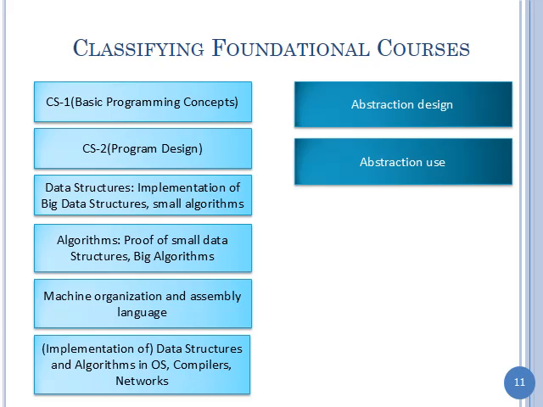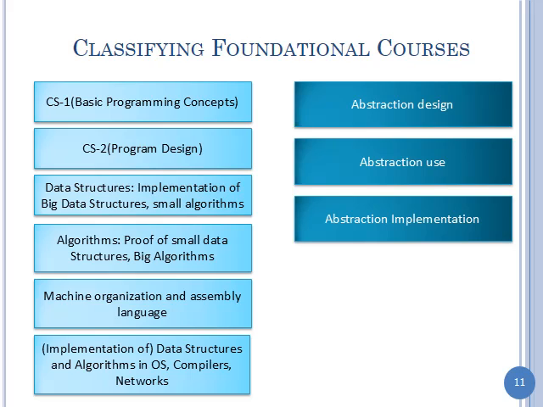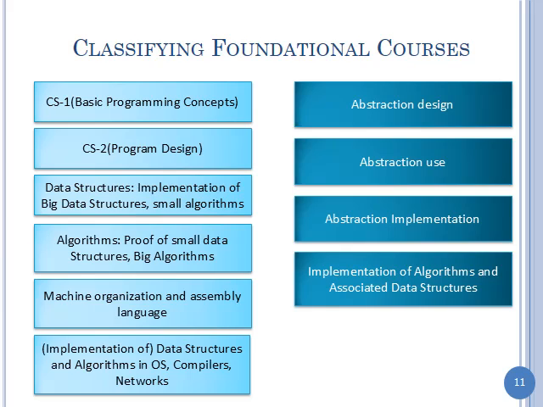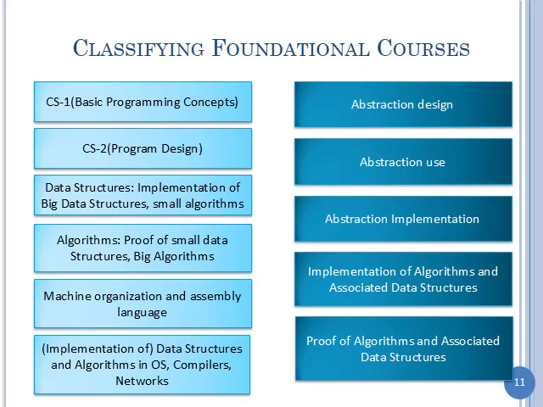Okay, and then there is abstraction use. What are good ways to use abstractions? Okay, you learn that in CS2, and you learn abstraction design and use in data structures. Okay, you learn hash tables, and you learn how to use hash tables, maybe in sorting algorithms. And then this implementation of algorithms and associated data structures, okay, and proofs of algorithm and associated data structures. So there's implementation versus proofs, okay, and compilers are also data structures and algorithms just for a particular domain.